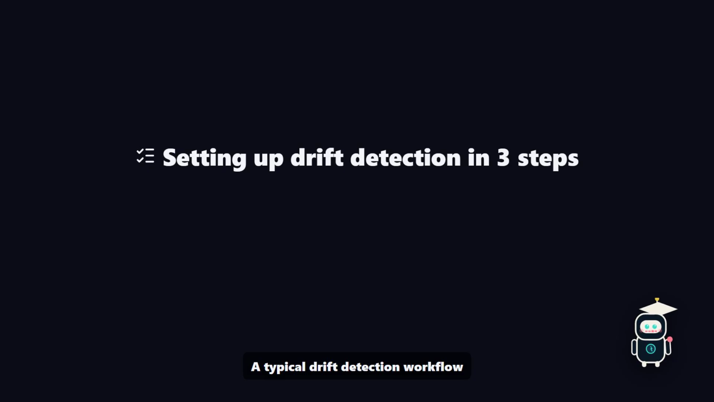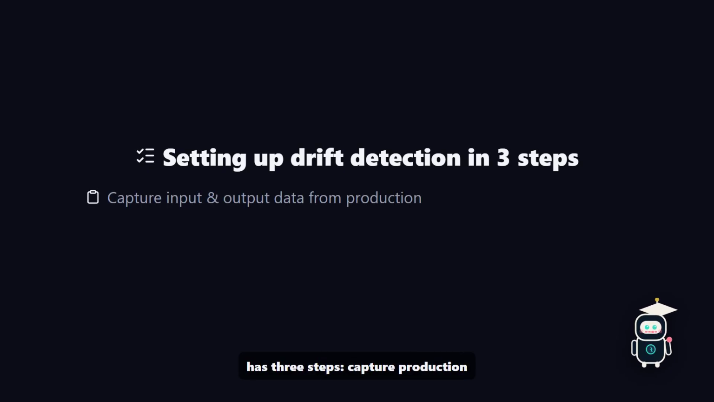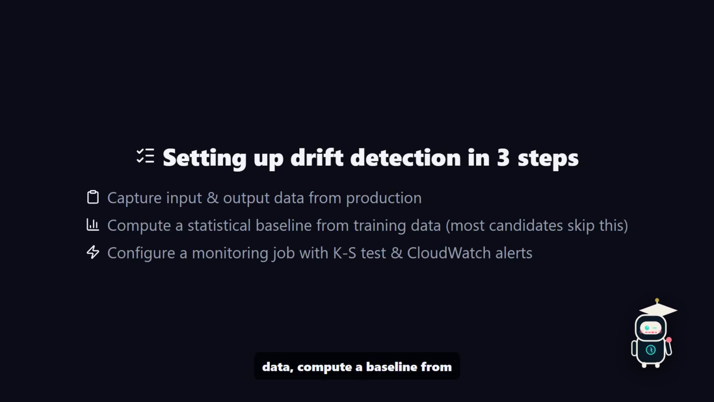A typical drift detection workflow has 3 steps. Capture production data, compute a baseline from your training set, then run a monitoring job that compares the live distribution using the KS statistic. Most candidates forget to establish the baseline, and that's exactly the detail the exam will ask about.